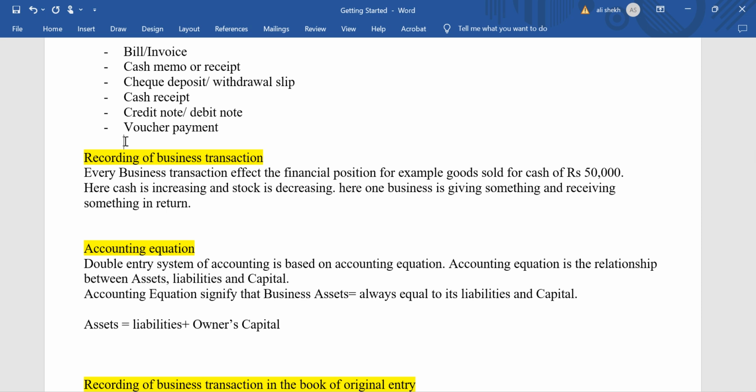Okay, next, recording of business transactions. Every transaction affects the financial position. For example, goods sold for cash of rupees 50,000. Here, cash is increasing, stock is decreasing. Here, one business is receiving something and another business is receiving something in return.